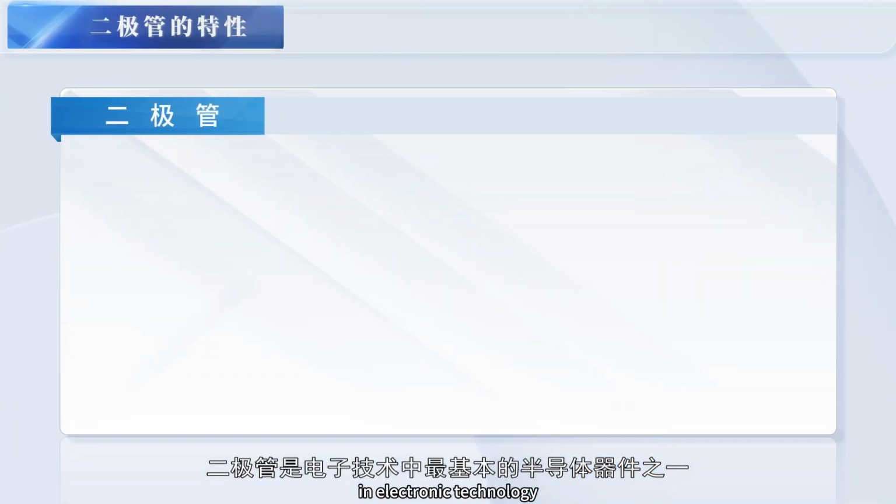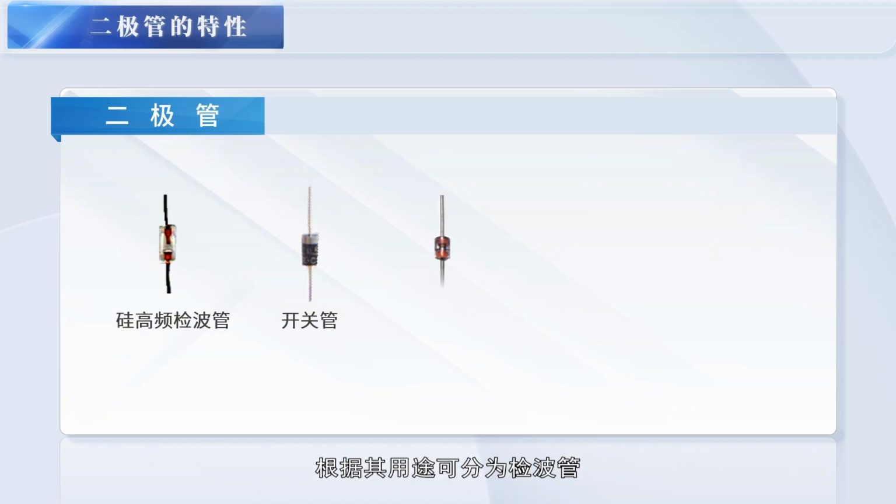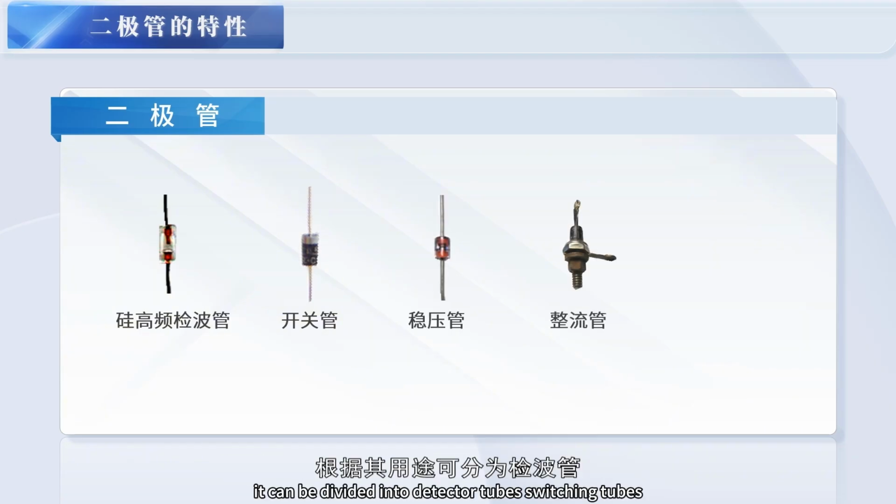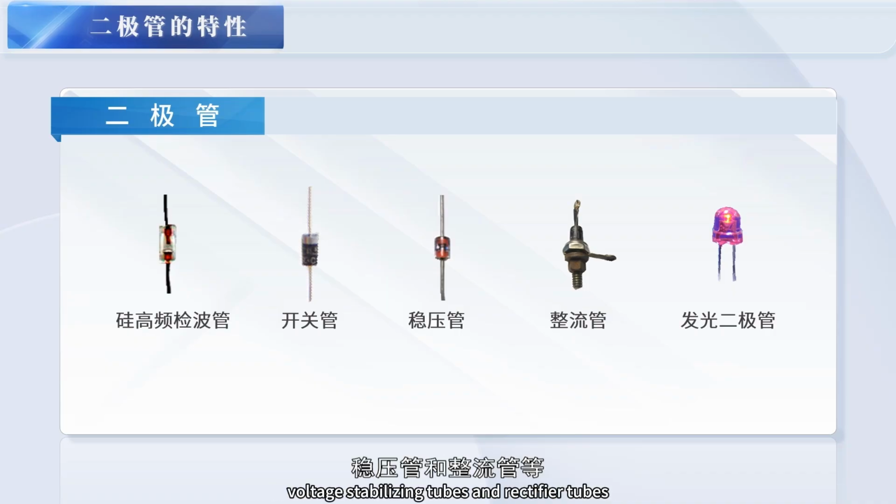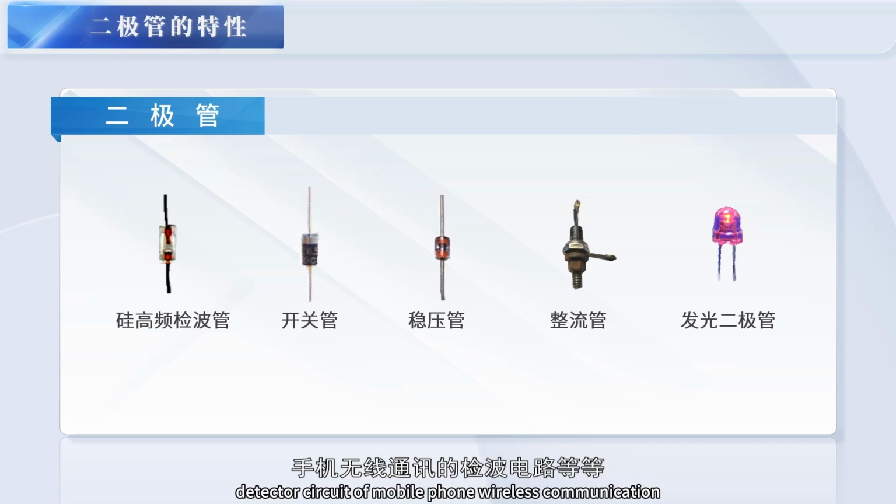In electronic technology, a diode is one of the most basic semiconductor devices. According to their uses, it can be divided into detector tubes, switching tubes, voltage stabilizing tubes, and rectifier tubes. In practical electronic engineering, we can see it everywhere, such as rectification circuits, voltage stabilizing circuits, and the detector circuit of mobile phone wireless communication.